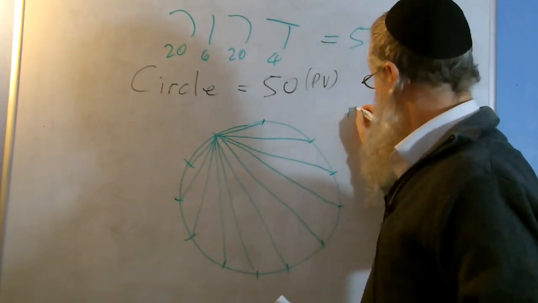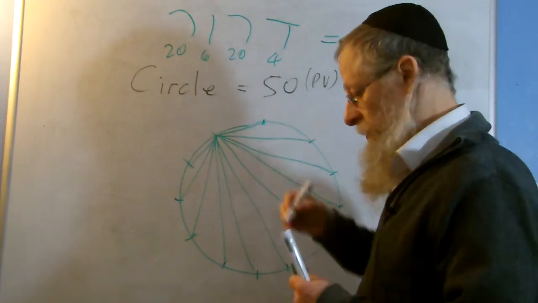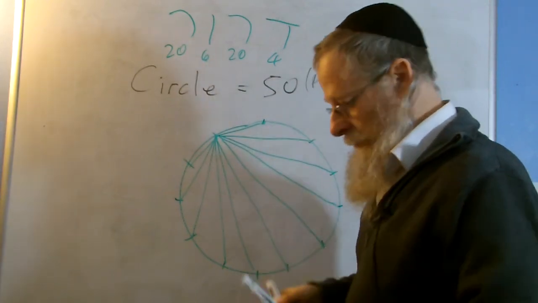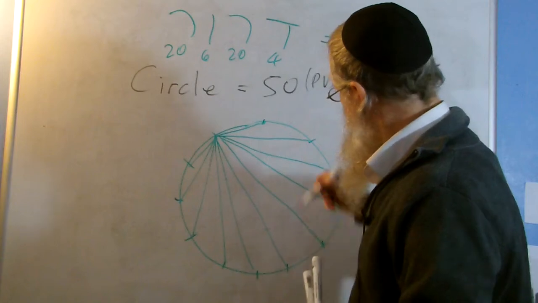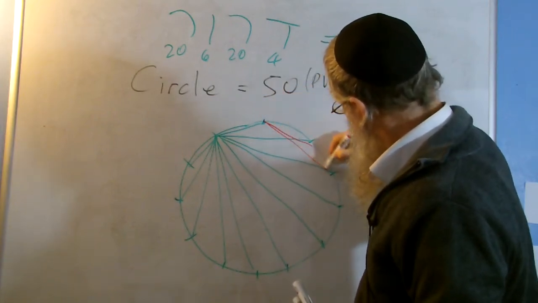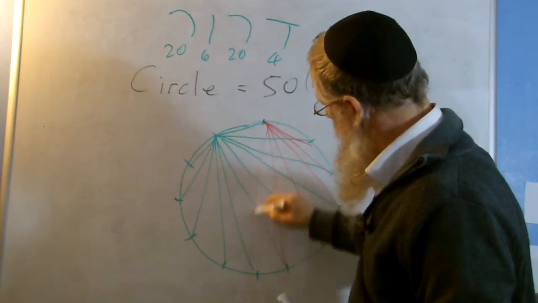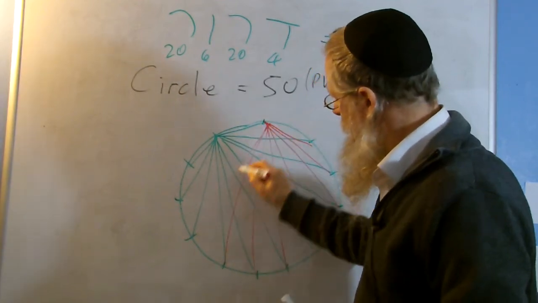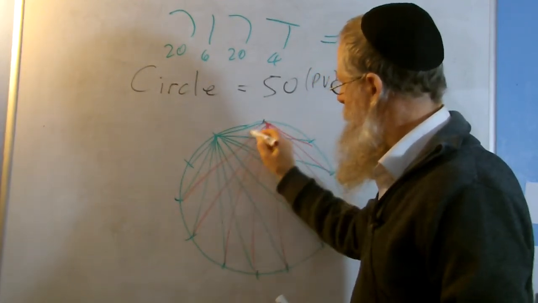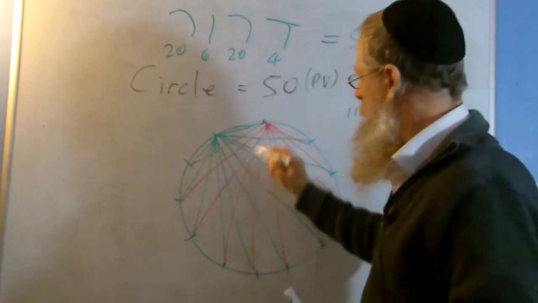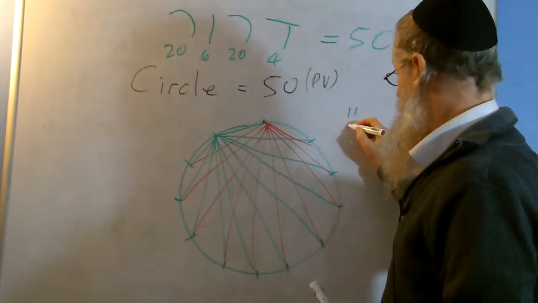You've got 11 lines there, and then you start from this one. You do the same thing. I might use another colour. Okay, so you join those all up. Everything is interconnected with everything. This is what a mystic rose is all about. So now you've got 10.